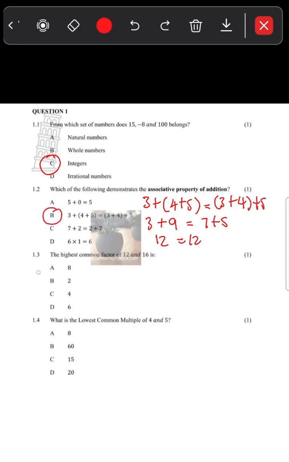Okay. Then 1.3, they say the highest common factor of 12 and 16. You can get this answer using your ladder method, which I believe you have done already in class. So your answer here is going to be C. I will make a video explaining the ladder method in detail on how to find your HCF and your LCM. Okay. 1.4, they say what is the lowest common multiple of 4 and 5? Again, you can use your ladder method. Your answer here is going to be D.